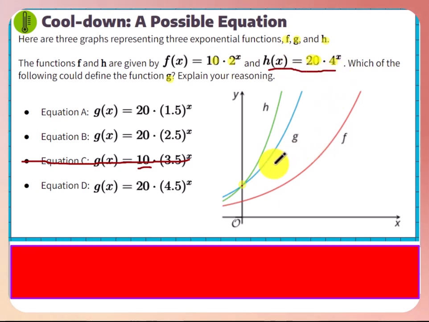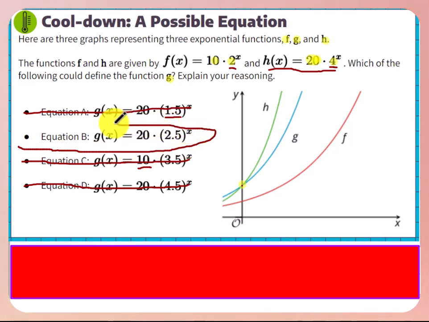Okay, now h of x is increasing by 4. That's going to be this green one. And then f of x is increasing by 2. It starts slower, but it rises slower. Okay, so that growth factor is going to be a number between 2 and 4. So it can't be A, because the growth factor is less than 2. And it can't be D, because the growth factor is greater than 4. The only thing it could be, the growth factor between 2 and 4, is 2.5.